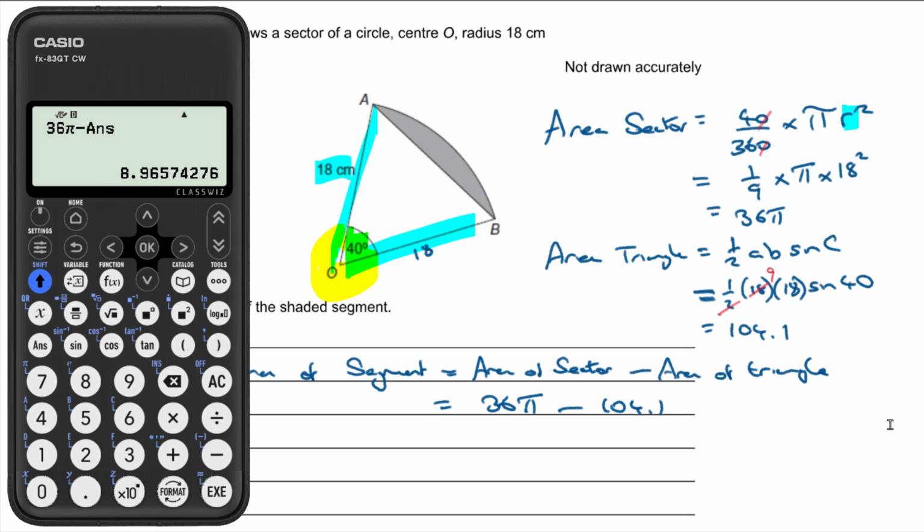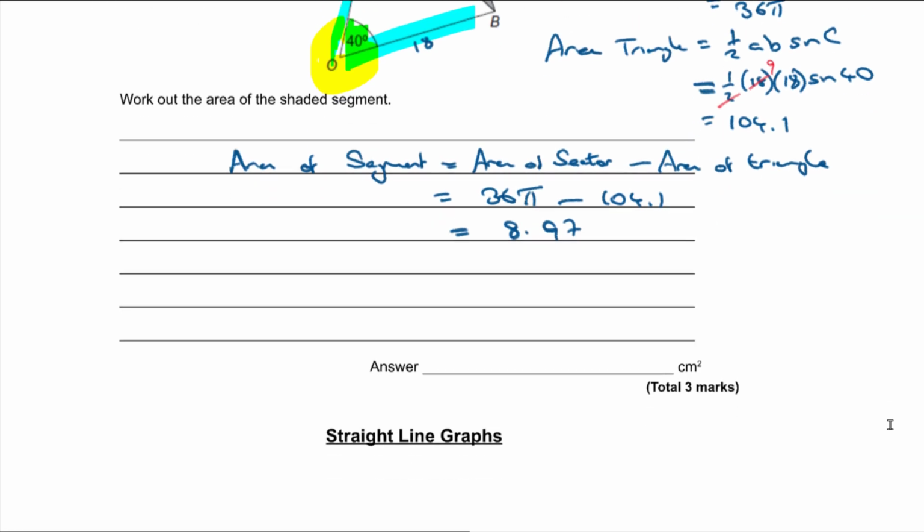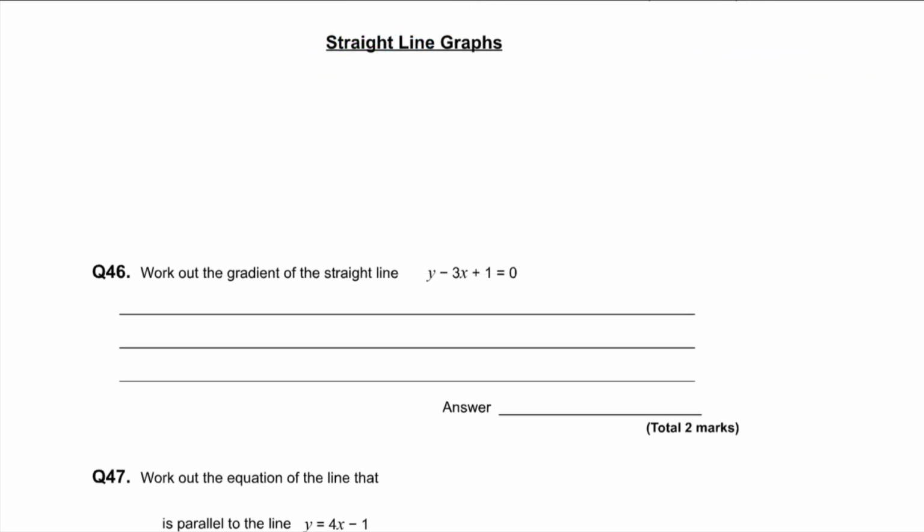8.965. I'm going to round up to 8.97. So that is equal to 8.97, and that's going to be my final answer then. It's going to be 8.97 square centimeters. Next up, we've got straight line graphs.